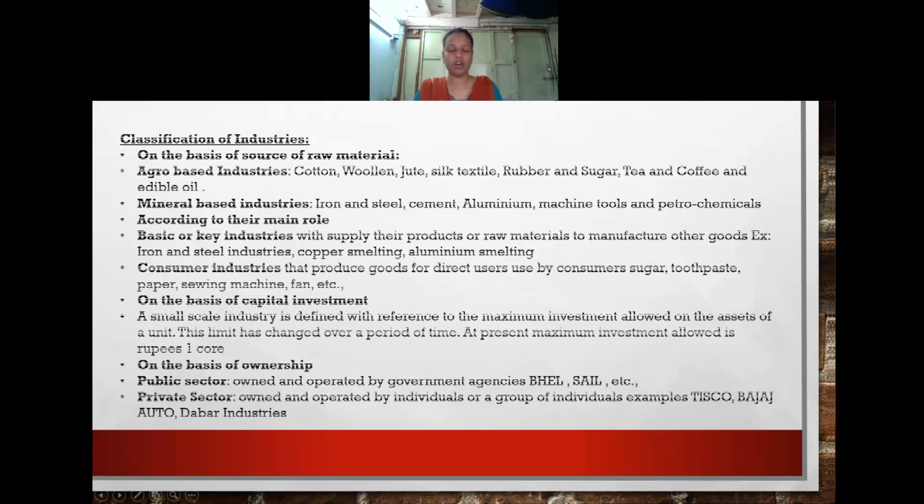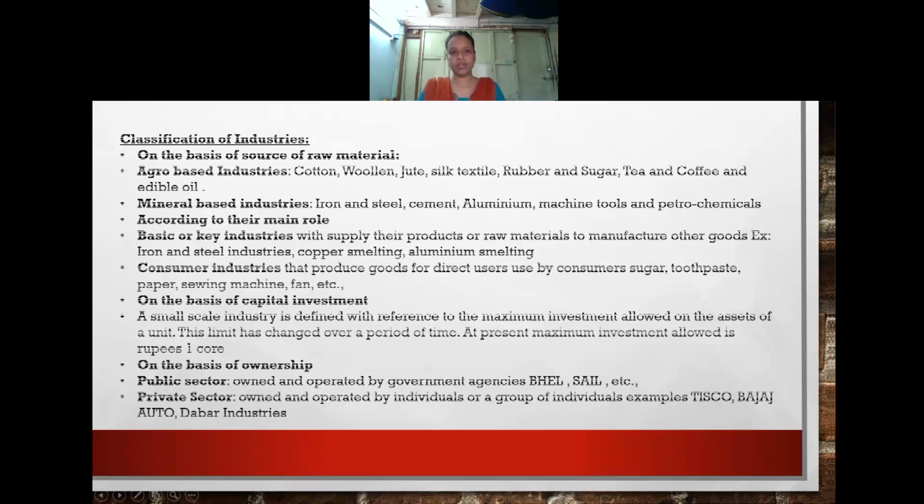What is copper smelting? Melting the copper, whatever raw copper you are getting, even aluminum smelting. These are some of the industries which belong to the key industry. Smelting is nothing but melting. Whatever raw material is available to make other goods, that melting process we call smelting. Here the 'l' is silent.